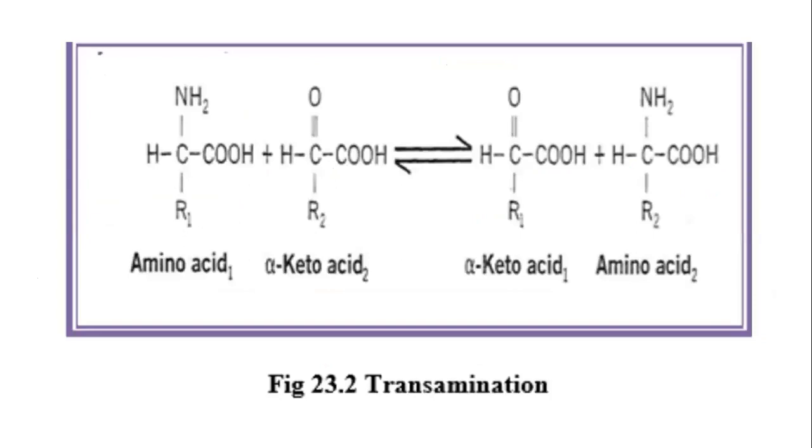Here in this reaction, you can see in transamination, there is a reaction between an amino acid and an alpha keto acid. The amino group of amino acid 1 is transferred to the alpha keto acid, and this amino acid is converted into an alpha keto acid, whereas the alpha keto acid taking that amino group is converted into amino acid 2. This is the process of transamination, transfer of an amino group from amino acid 1 to alpha keto acid 2.